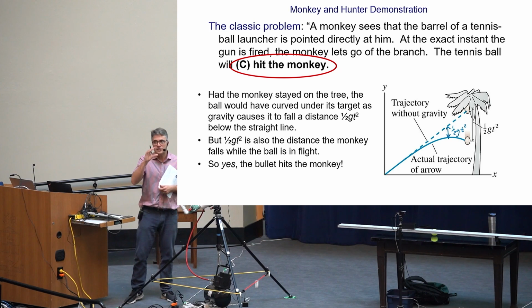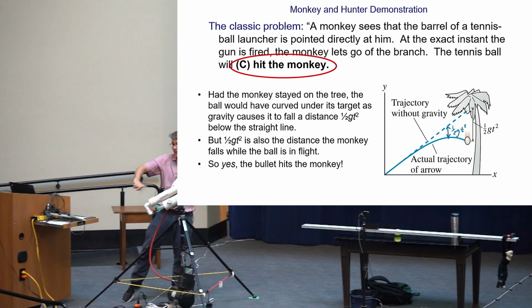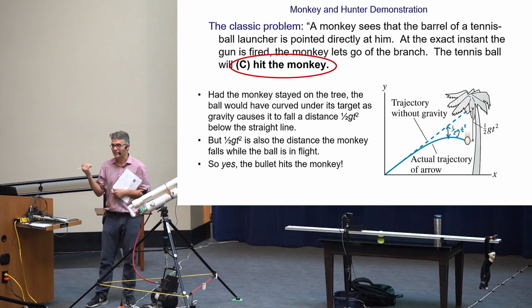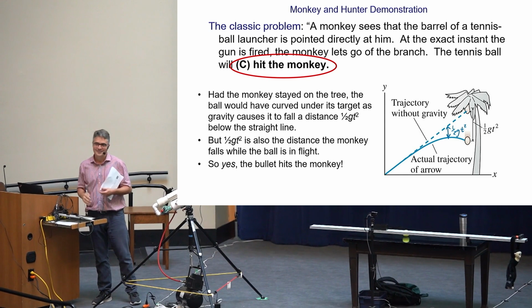So as time goes on, the ball is under its straight line trajectory, which is indicated by the laser beam, because laser beams travel in straight lines, by 1/2 gt squared. But 1/2 gt squared is also the distance that the monkey falls after he lets go. So the monkey did exactly the wrong thing. So that's the idea.